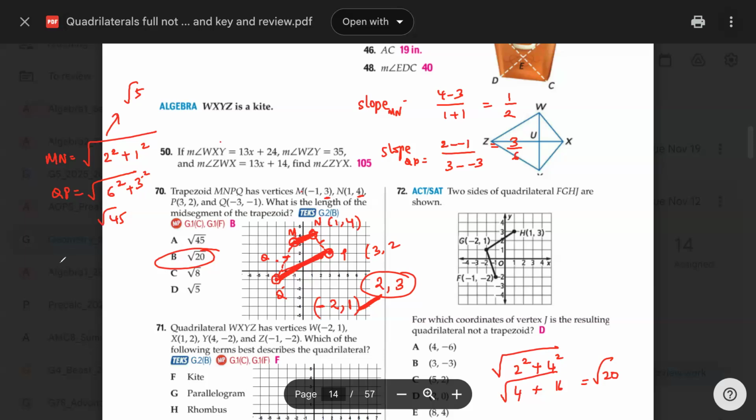This plus this divided by 2 is square root of 45 plus square root of 5 divided by 2. That is 3 root 5 plus root 5 divided by 2, which is 4 root 5 divided by 2. I'm getting 2 root 5. 2 root 5 is square root of 20.